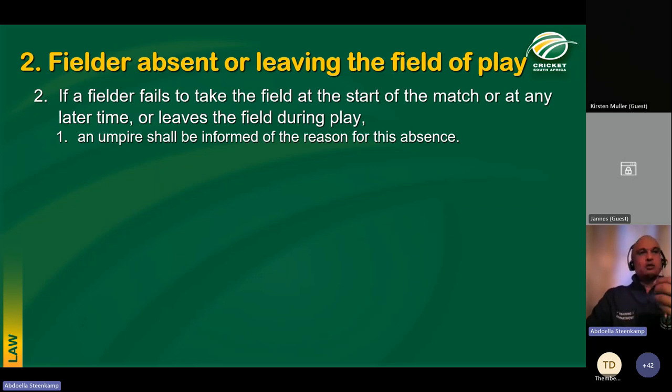So when a player comes to you, informing you that he or she is leaving the field to have an injury seen to, you'll allow it. You write the name of the fielder down. You write the reason why the fielder is leaving. And importantly, you need to write the time the fielder is leaving. You're going to see in a later point why it is important to write down this time.